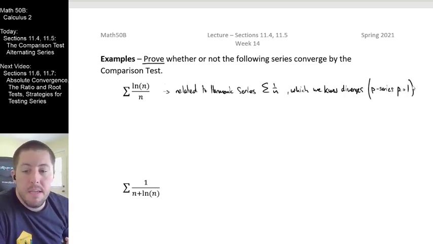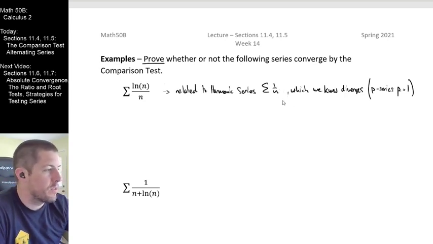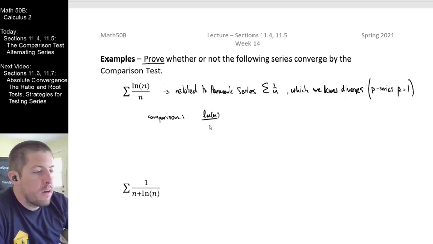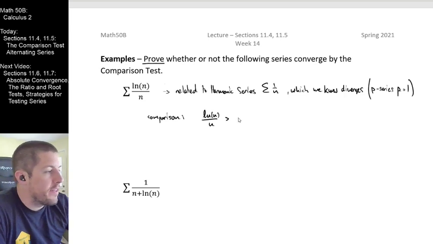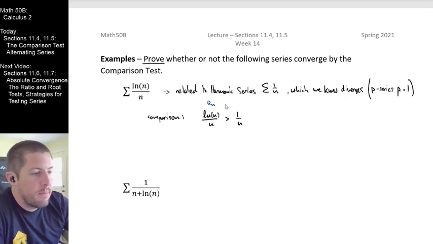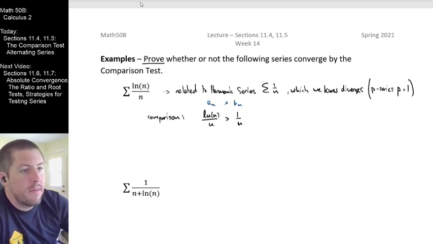We know that all p-series will converge if their p is greater than 1. This has a power, this is n to the first power, so this is a p-series with p being equal to 1. So the comparison that we can make then is that the natural log of n over n, the individual terms, our a sub n's, are clearly greater than the b sub n's associated with the 1 over n terms right there. Right? This is like my a sub n is greater than b sub n right there.